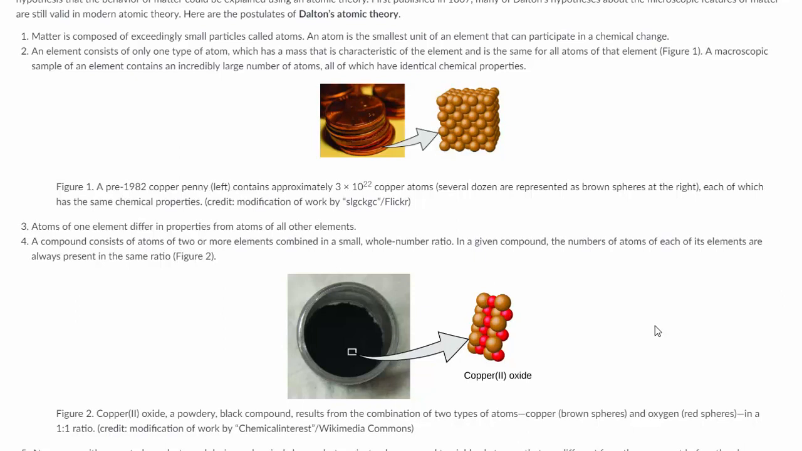Number 2, an element consists of only one type of atom, and it has a mass that's characteristic of the element, etc. So basically, all atoms of the same element have the same properties. Number 3, atoms of one element will be different from atoms of all other elements. So an atom of copper will be different than an atom of helium.